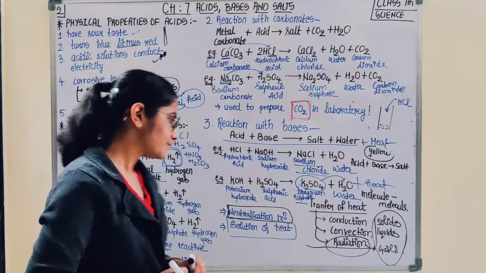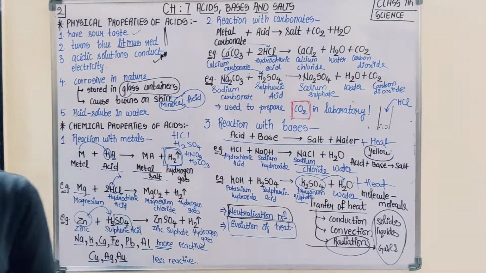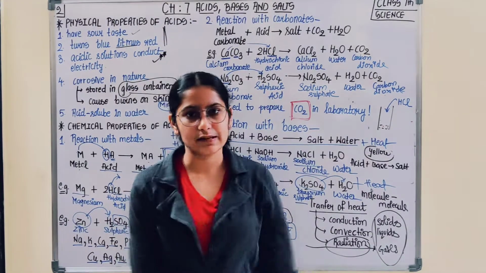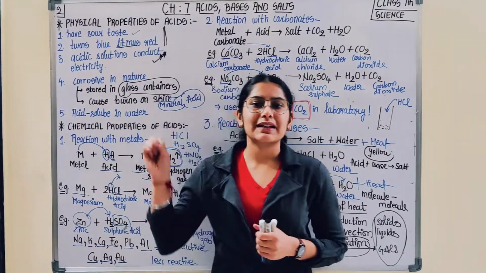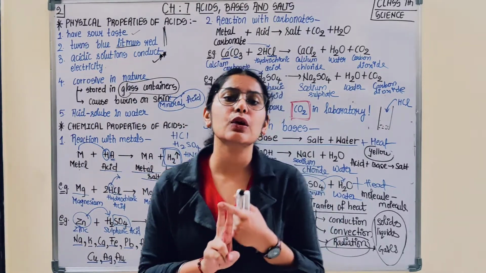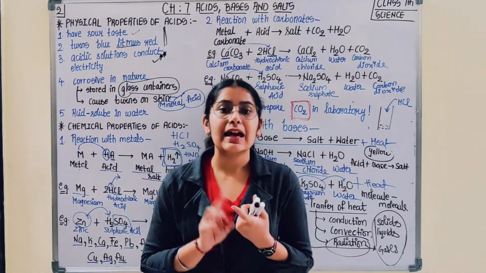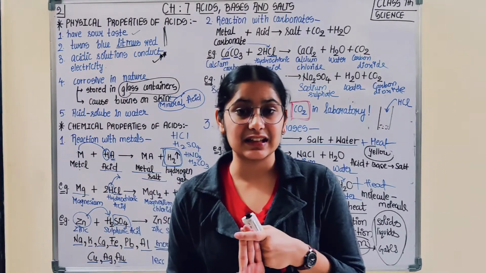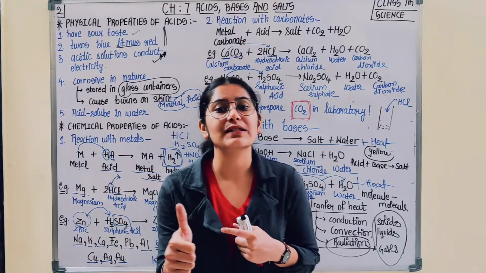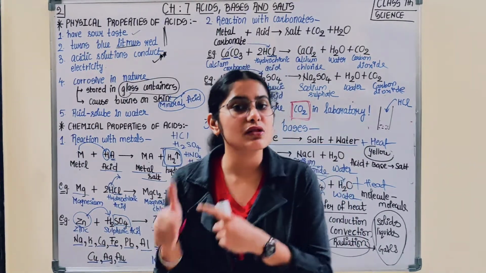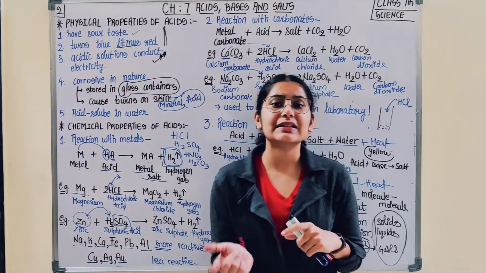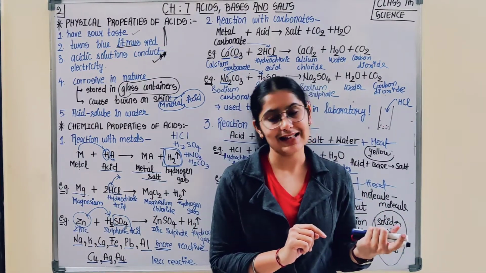Okay, so these were the chemical properties of acids. Okay, physical properties. Five physical properties: they have sour taste, turn blue litmus paper red, are able to conduct electricity, are soluble in water, and are corrosive in nature. Since they are corrosive in nature, we cannot store acids in metal containers. Instead, we would be storing them in glass containers.